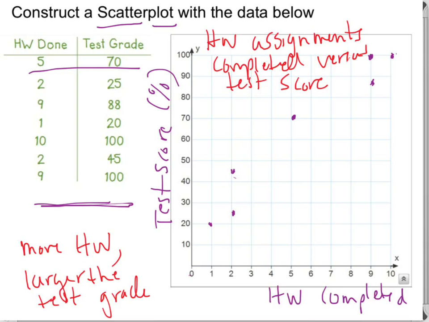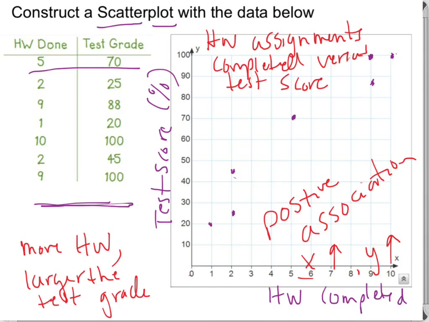Okay. So it appears that the more homework assignments completed, the larger the test grade. So we call this a positive association, because as x increases, y also increases. As the variable along the x-axis, which in our case was homework assignments completed, increases, the test score increases.